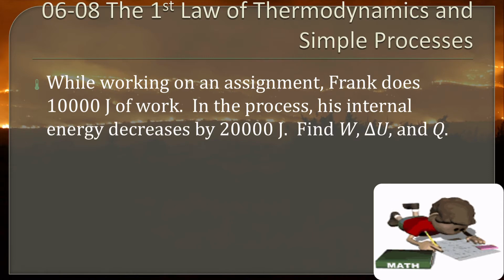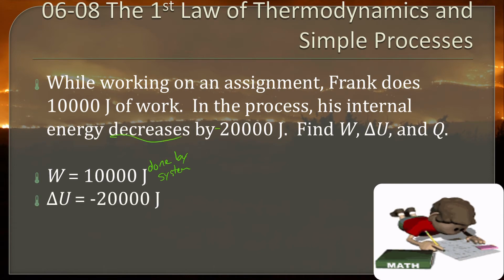Well, Frank is doing the work. So this is work done by the system. So work done by the system is positive. So our work is the positive 10,000 joules. All right. It says the internal energy decreases. So our change in internal energy is a decrease. So that makes it a negative 20,000 joules.